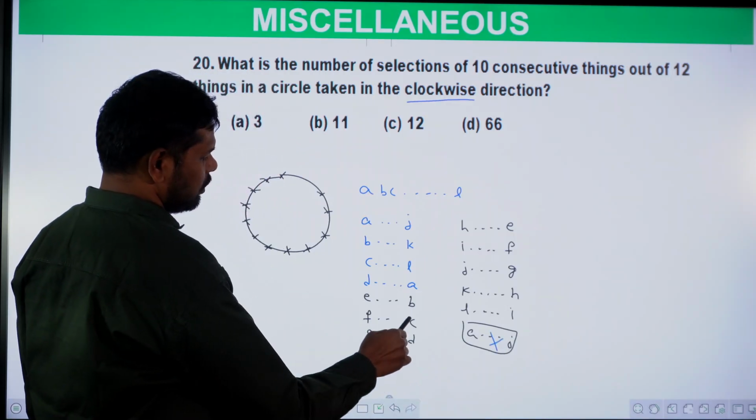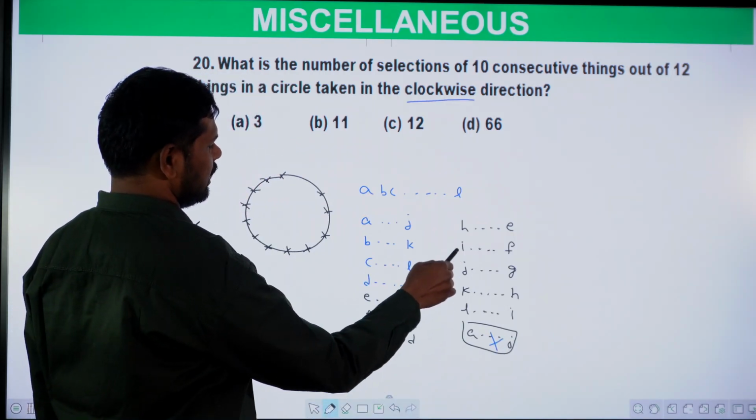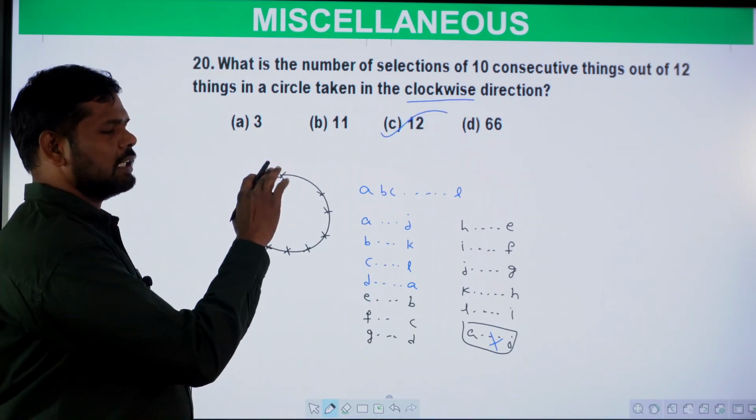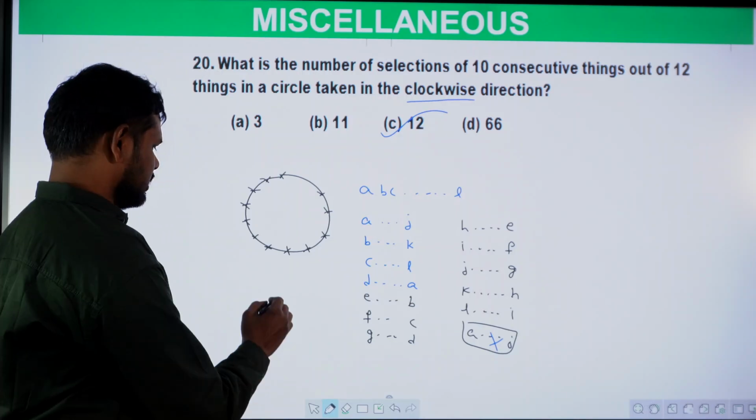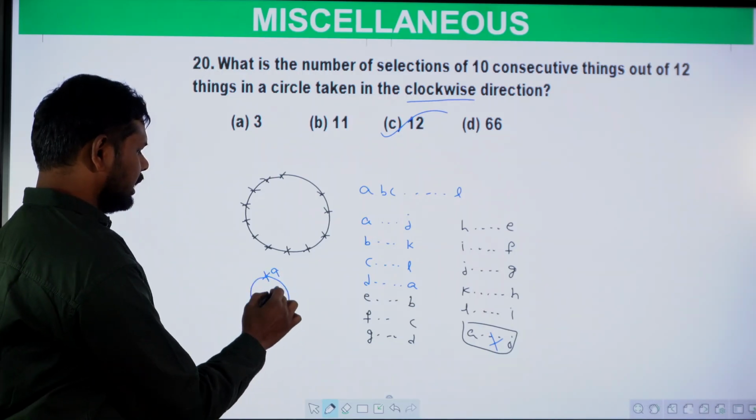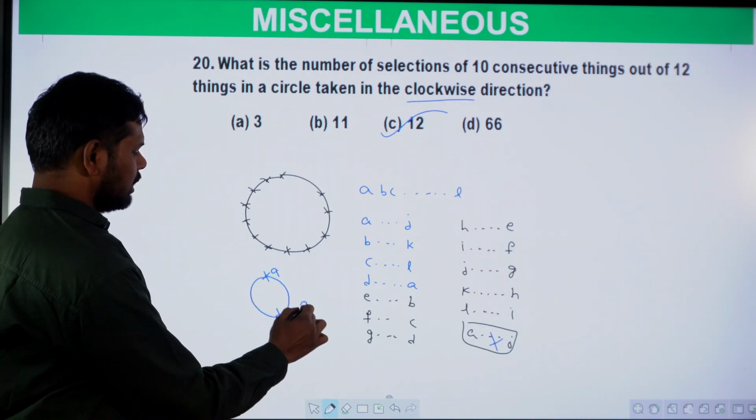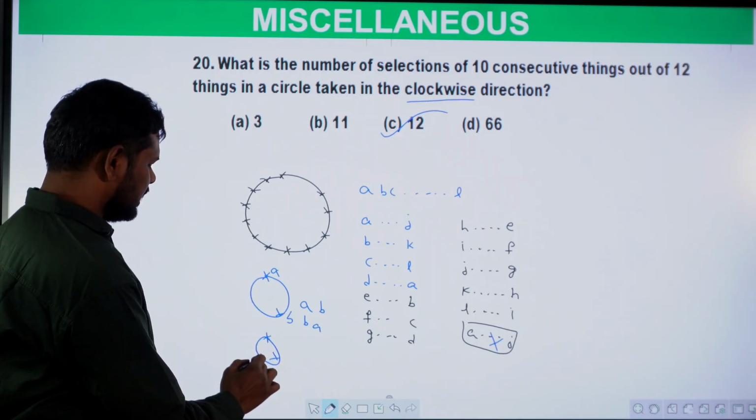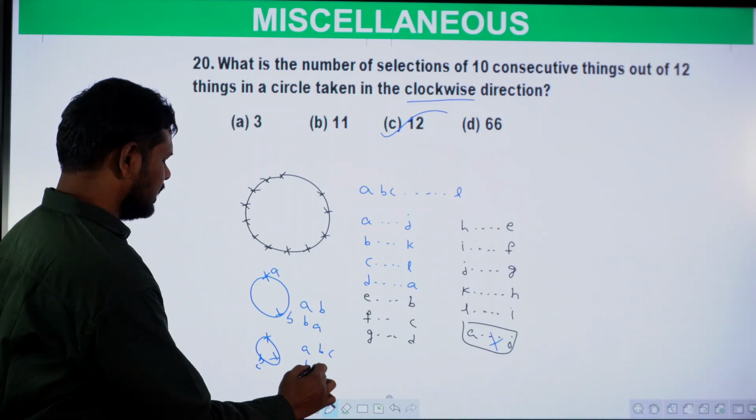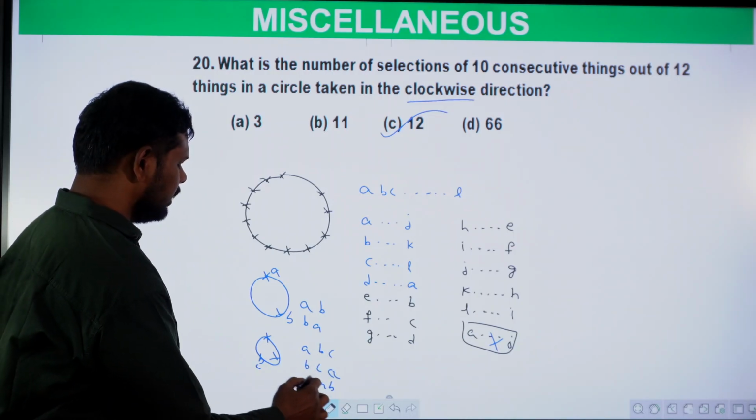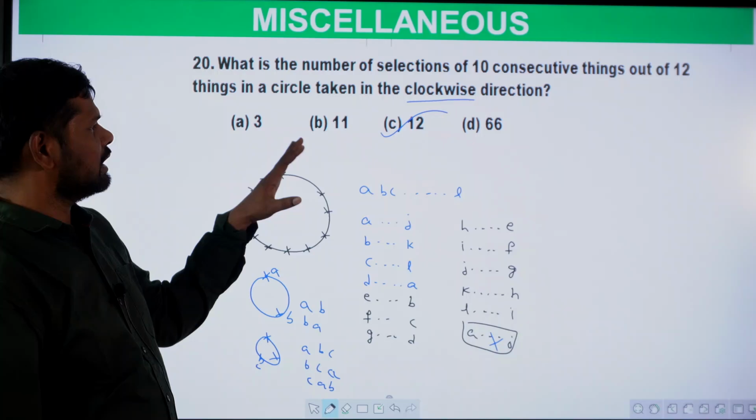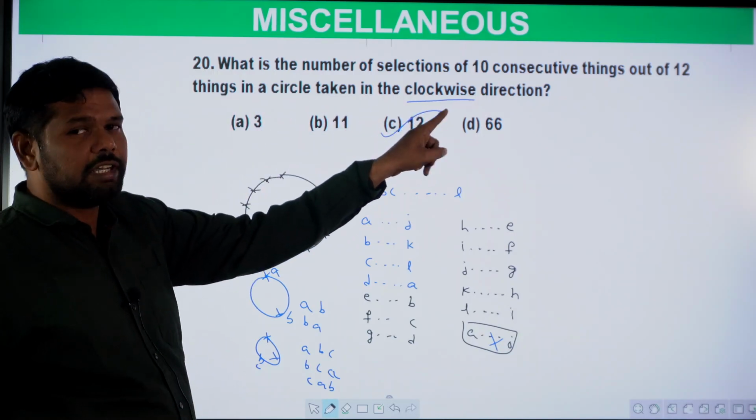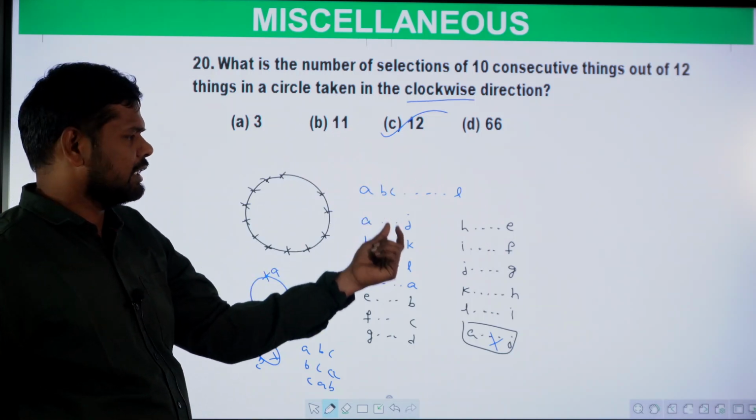How many different selections? 1, 2, 3, up to 12. In the clockwise direction, it depends on the number of persons there. It is simple. With A, B, 2 persons, there are 2 possibilities: AB and BA. Suppose A, B, C: ABC, BCA and CAB, 3 possibilities. So it equals the number of persons. We can make the same number of selections in the circle in the clockwise or anti-clockwise direction.